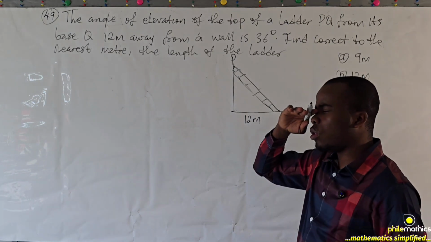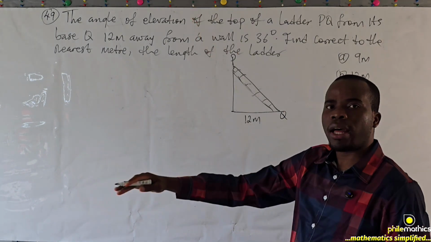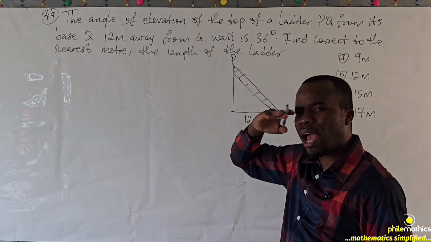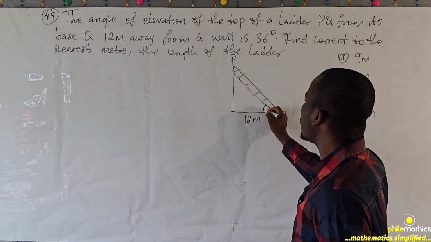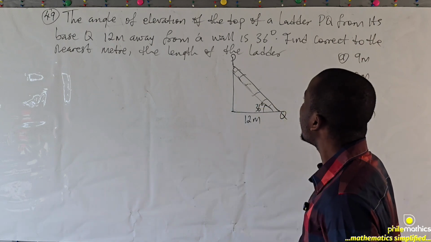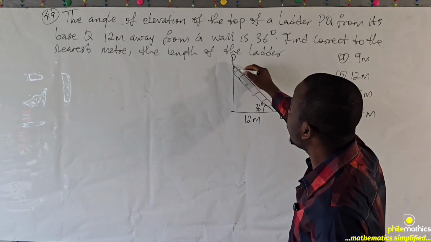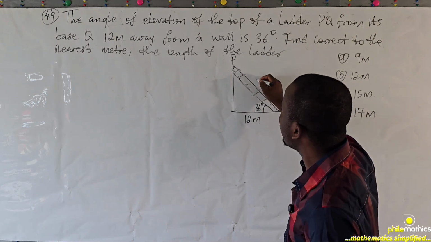You know, angle of elevation is this angle to the horizontal. Angle of depression is this angle to the horizontal. Your eye level is the horizontal. So this is our 36 degrees. Find, correct to the nearest meter, the length of the ladder. So we're looking for this length. Let's call it L.